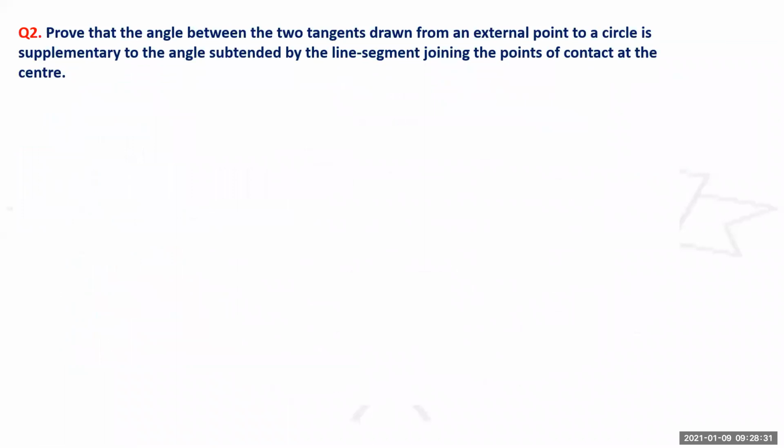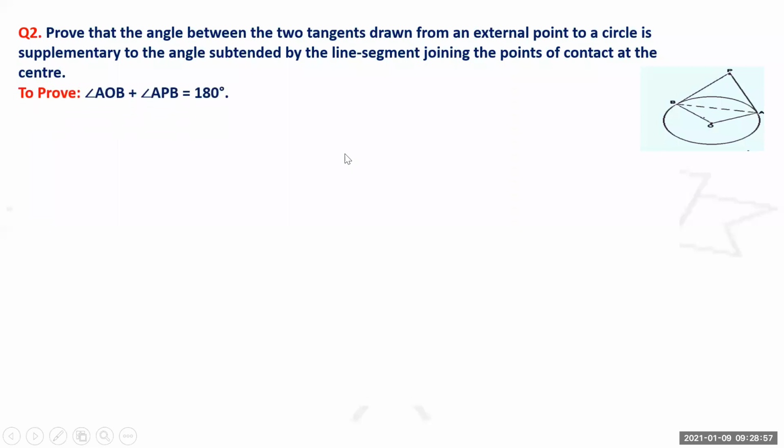Now I want you all to do this before me. Prove that the angle between the two tangents drawn from an external point to the circle is supplementary to the angle subtended by the line segment joining the points of contact at the center. This is the figure of this. You have to prove angle AOB plus angle APB equals 180 degrees.